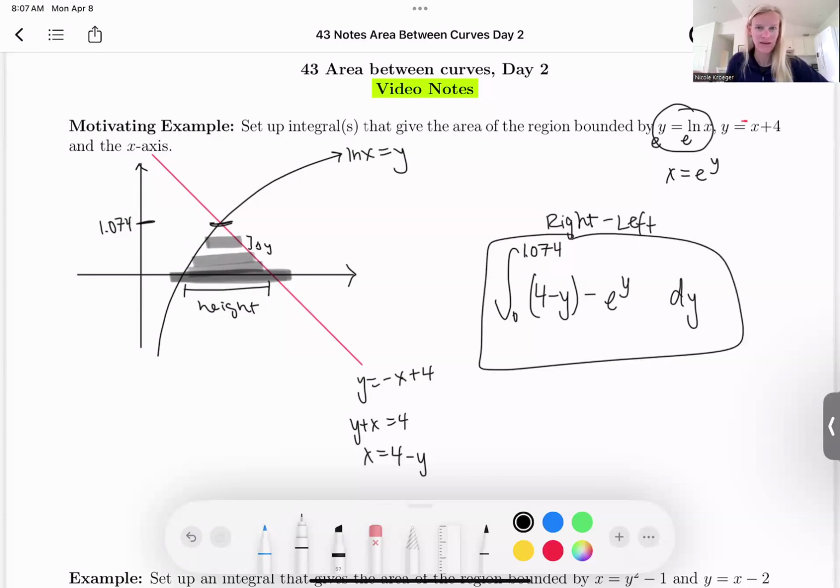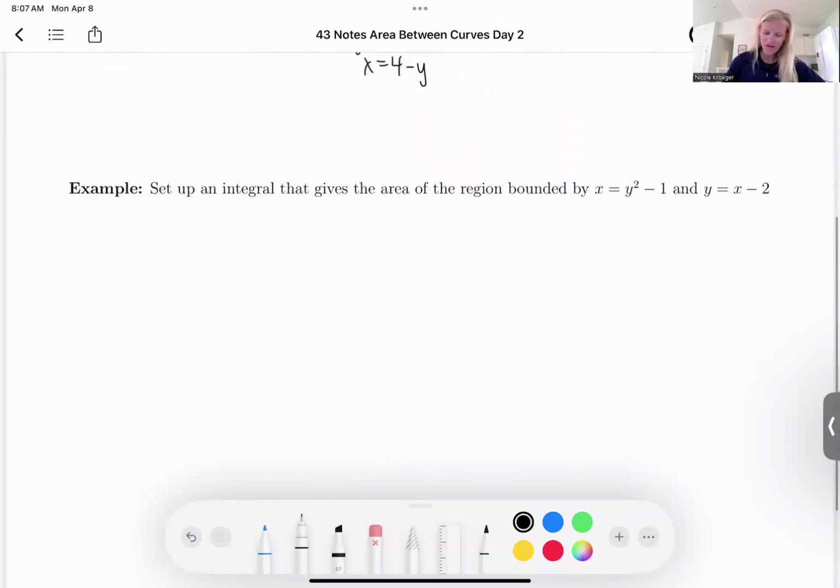We notice this is a little nicer than what we had to do last class because it's a single integral. And a single integral for a single region, that seems like a good idea. So why don't you try this one?